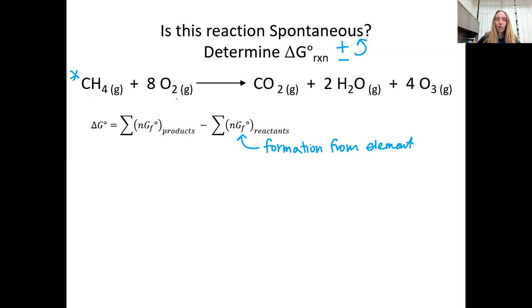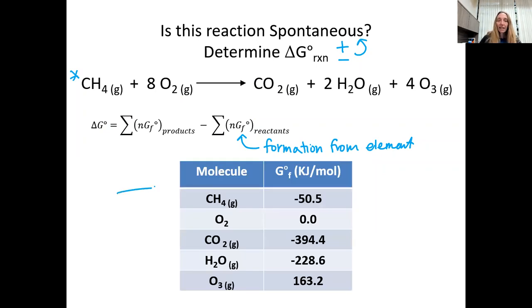And these are calculated for every single product and every single reactant we have, based on the free energy change on the formation from the elements. So what I did is I found a thermodynamic table. It's usually in the appendix. In my book, it was Appendix 2. You can look on Wikipedia and find a thermodynamic table.